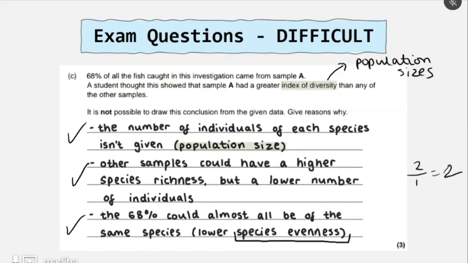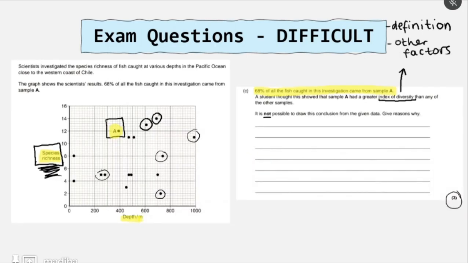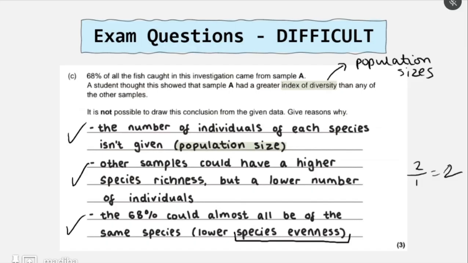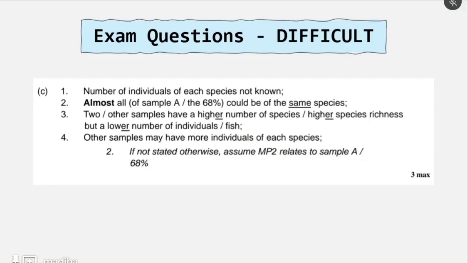Having a lower species evenness essentially means that all of the 68% could be the same fish. And we know from before, high biodiversity, a high index of diversity, doesn't just mean that there's a greater variety of species. It's also about how many of each species there are, and how balanced it is. So if we bring in species evenness, just the concept of it, we don't have to say this specifically because you're not expected to know it, but understanding it does help you in this question, okay? It is a difficult question, so if you didn't really understand it, it's okay. But it's about thinking about all the different types of things.